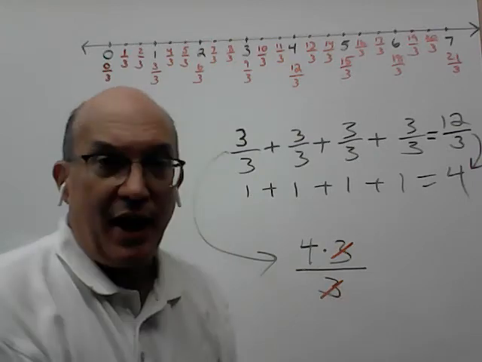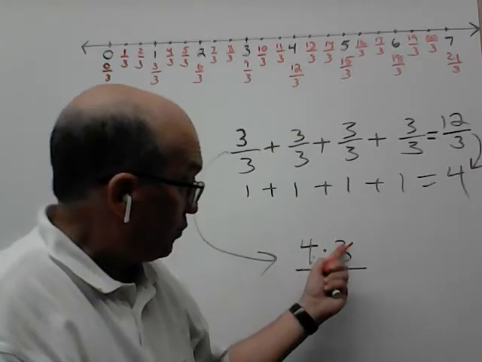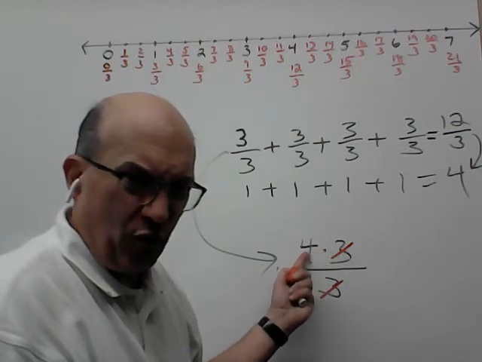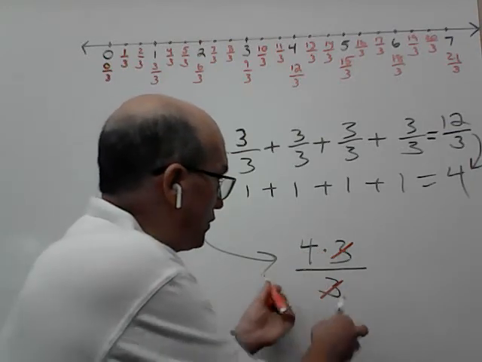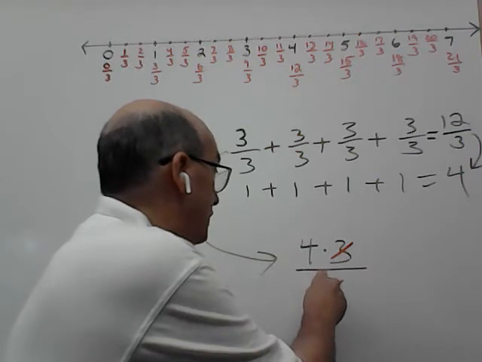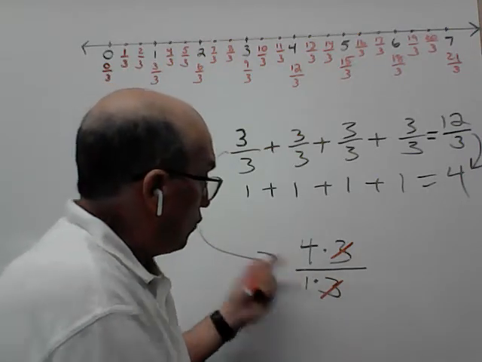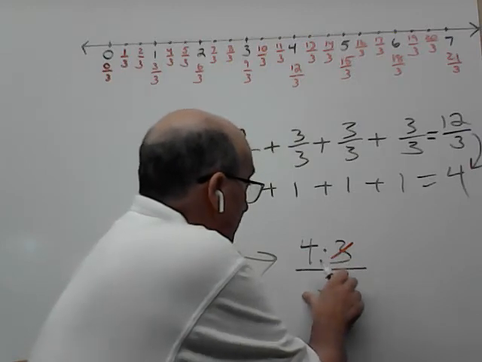Those threes can be canceled because there's one on the top, one on the bottom, and this three is being multiplied by four. And if you're wondering, well, what's the three multiplied by? The denominator would be one. We don't really need that there. 4/1 is the same as four.